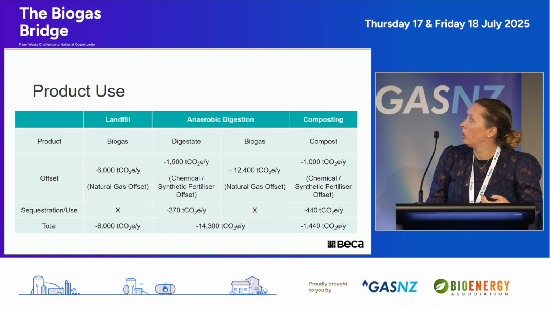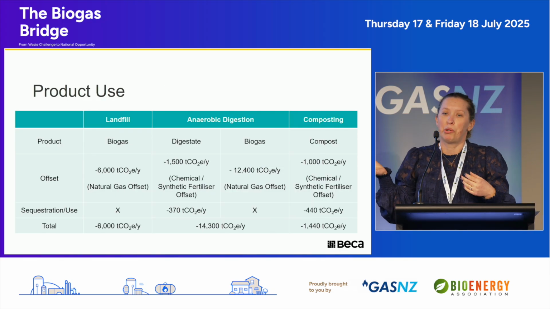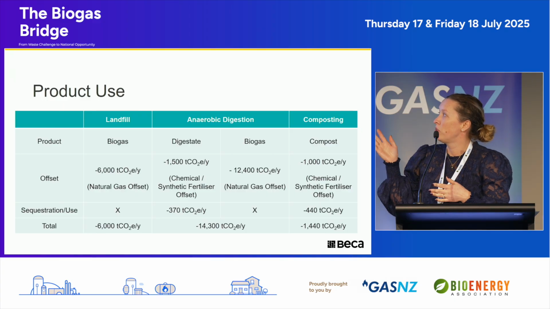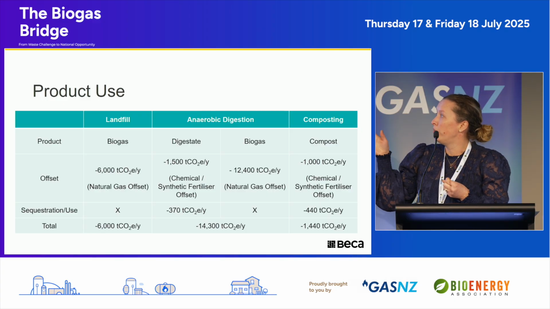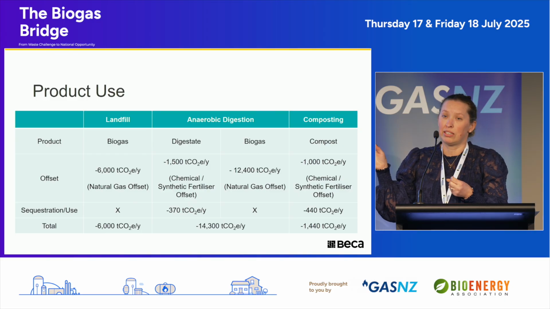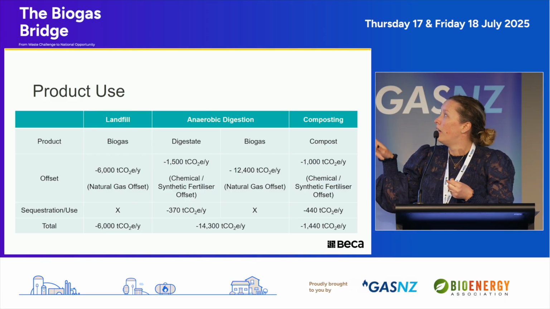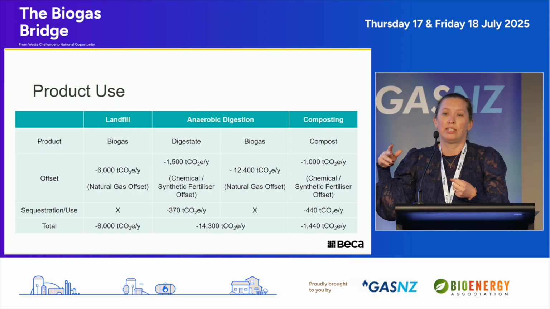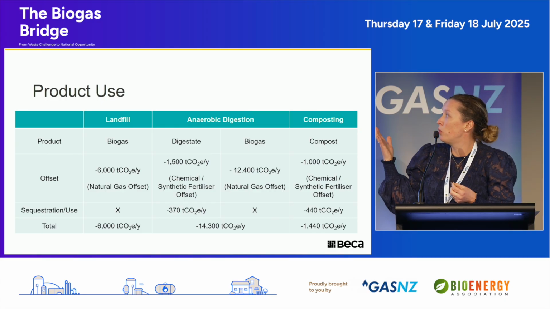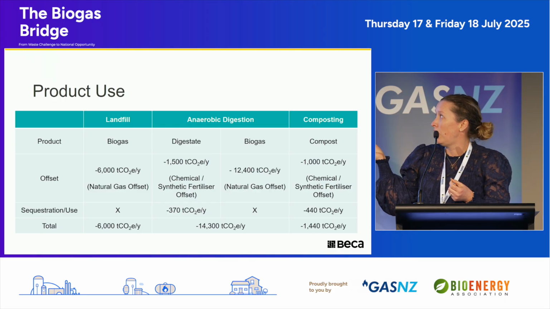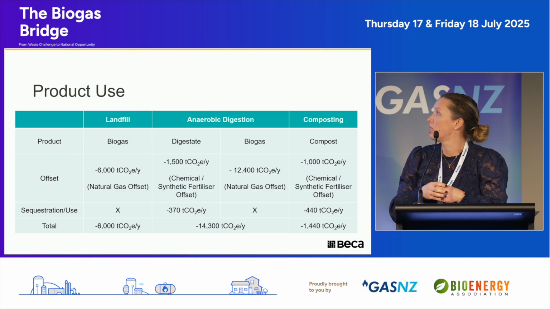So then we have a look at product use. In this case for product use, we have assumed that the landfills are upgrading the biogas to biomethane, and therefore you've got that natural gas offset in terms of emissions. For AD, not only do you have the natural gas offset emissions, which are obviously significantly higher because you've managed to get a much better yield on your organics for the AD processing technology, but you've also got the potential offset of chemical fertiliser and sequestration use because you can get that carbon back into the soil.